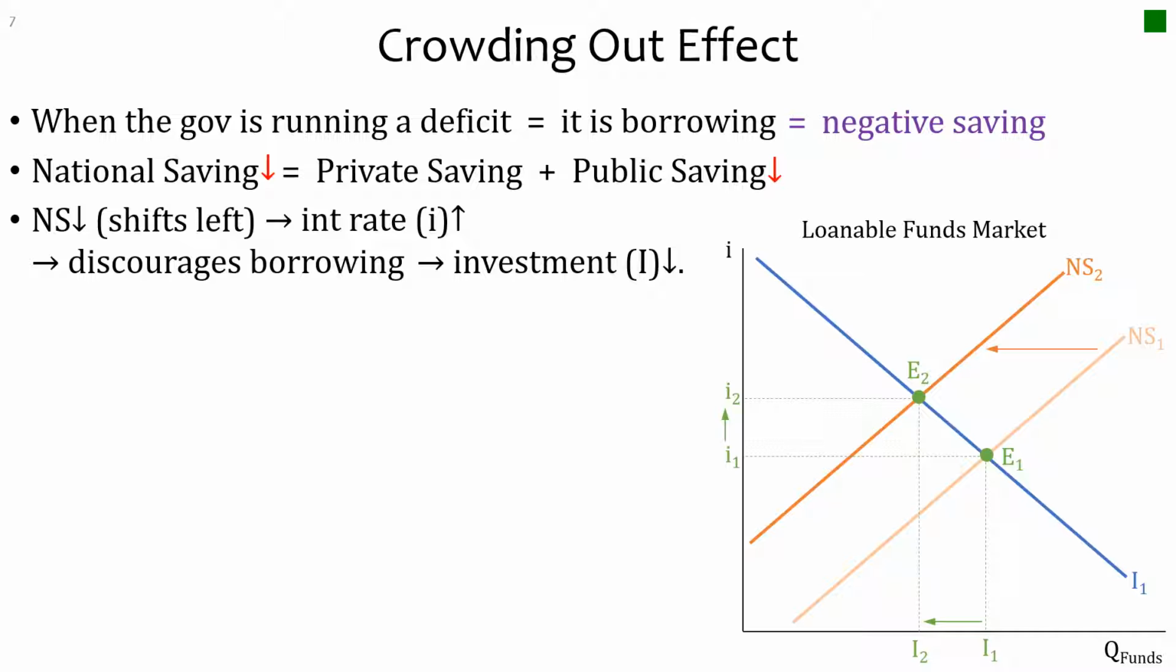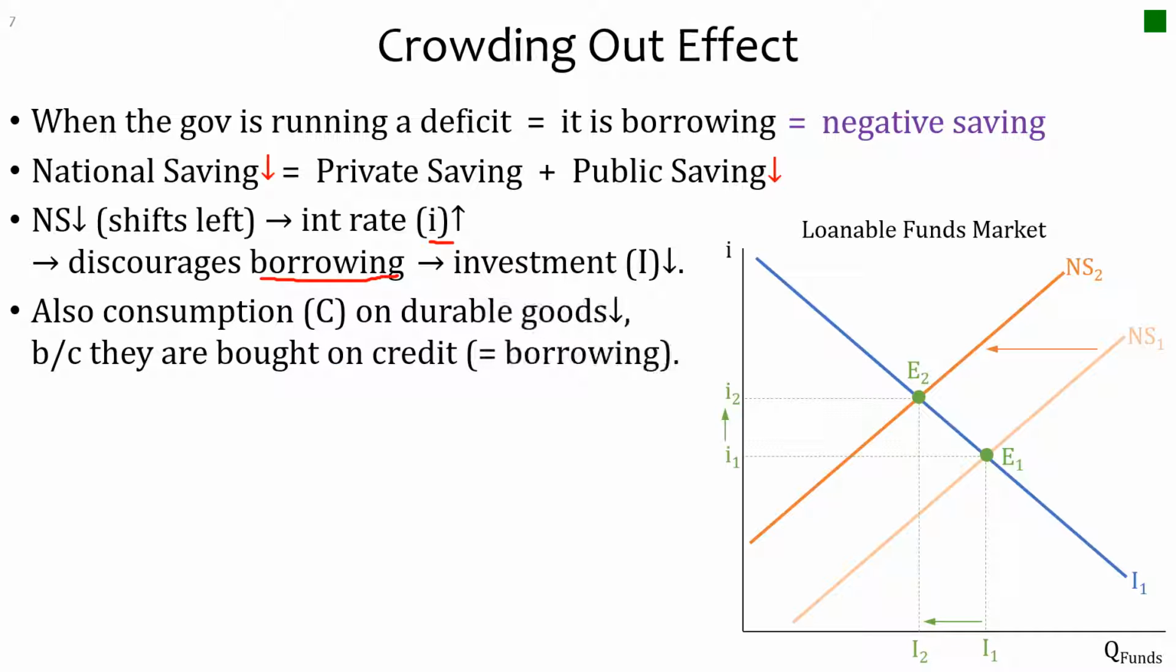When there is less saving, the interest rate is going to go up, and it's going to reduce the amount of borrowing. A tip here, whenever you deal with the interest rate, immediately you must think about borrowing. Okay, interest rate is the cost of borrowing. That's going to help you understand a lot of all these analyses. Also, consumption on durable goods is going to fall because they are bought on credit, and credit means borrowing. So durable goods like cars or appliances, they're usually bought on credit. So consumption is going to go down.